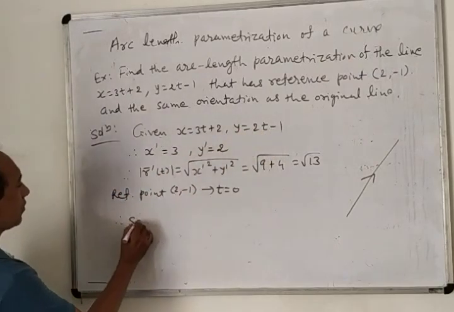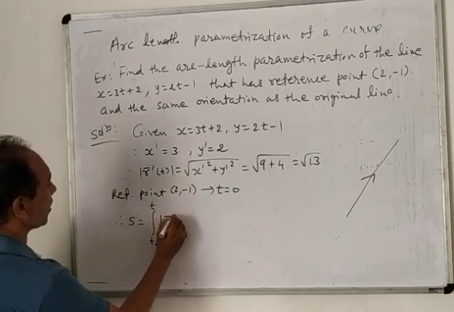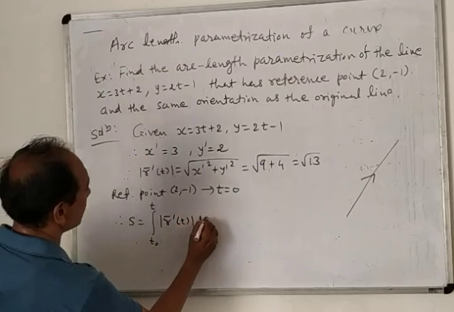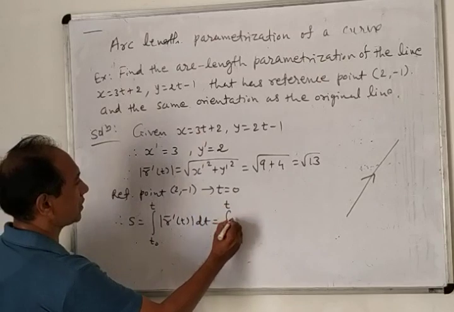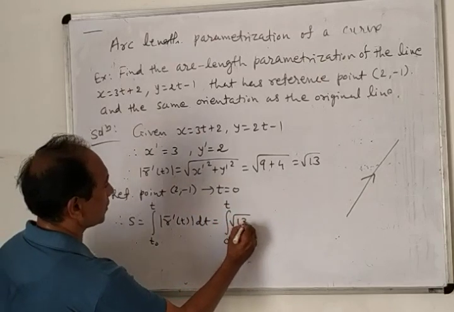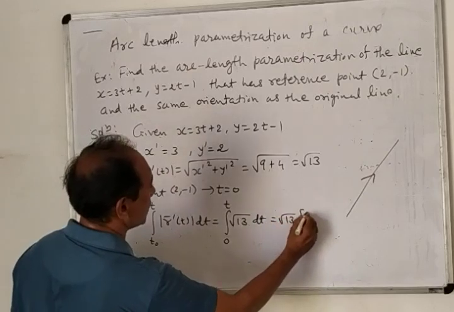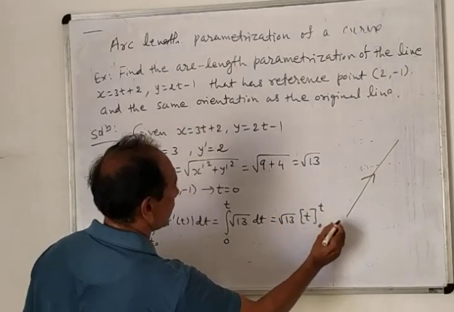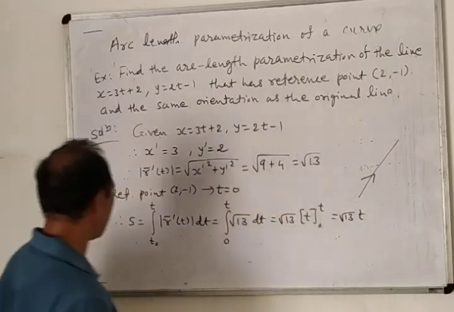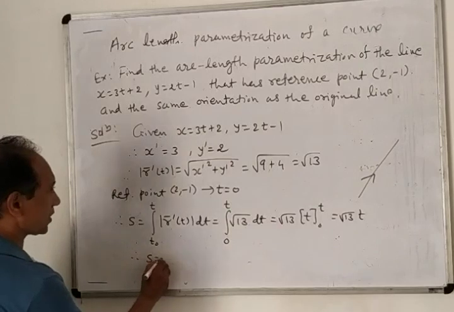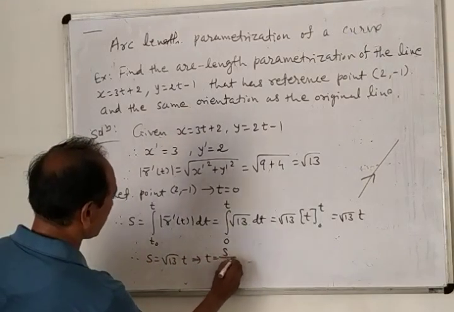And therefore s equal to integral from t0 to t of modulus r bar dash dt. This is the formula. So as per this formula, the lower limit is 0 and we will keep the upper limit as t, and the modulus r bar dash is square root of 13 dt. So square root of 13 will be common. Its integration is t, from 0 to t. So the answer is square root of 13 into t. Therefore s equal to square root of 13 t. This implies that t equal to s upon root 13.